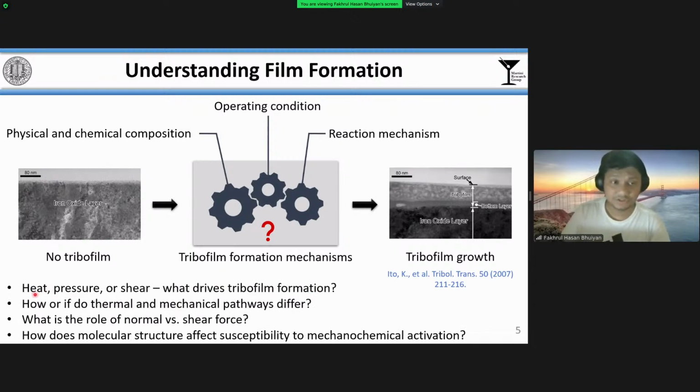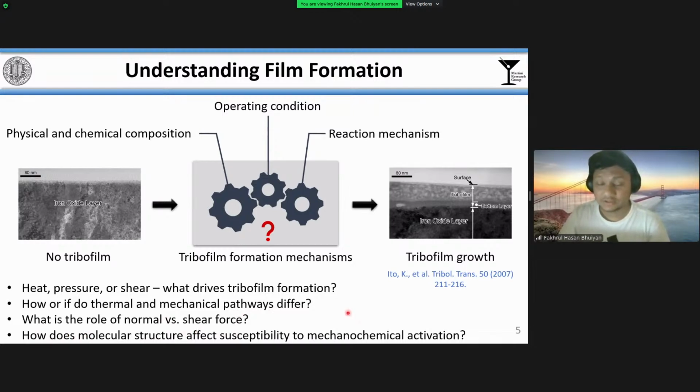how heat, pressure, or shear drive tribofilm formation, and what are the differences between the shear-driven pathways or mechanical reaction pathway and the thermally driven reaction pathways? What's the difference between the contribution of normal stress versus shear stress? And how does molecular structure affect susceptibility to mechanochemical activation?